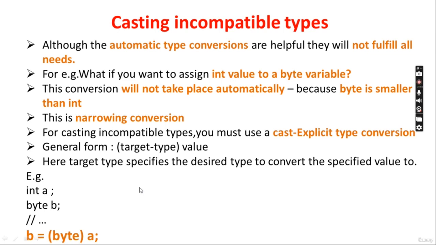For casting incompatible types, you must use a cast, an explicit type conversion. The general form is: target type and value. The Java programming language itself provides explicit type conversion, so you can easily convert from one data type to another. Here target type specifies the desired type to convert the specified value to. Here int a, byte b. So b is equal to (byte) a. Why do we want to cast? Because byte is smaller than int. So this is the example of casting incompatible types.